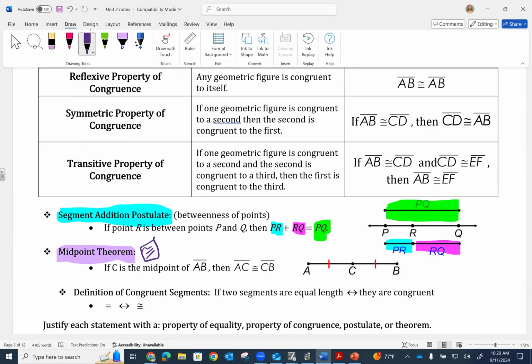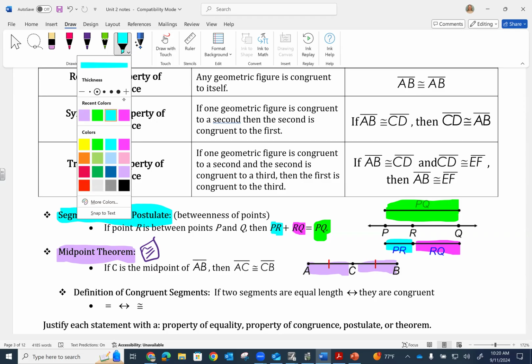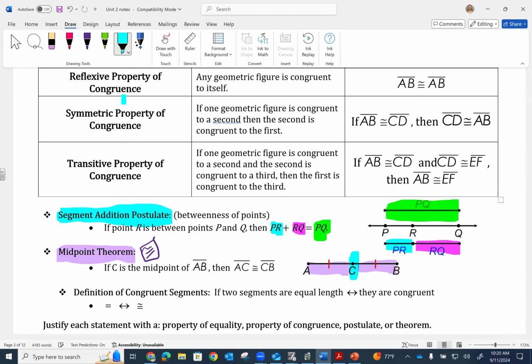An example would be the midpoint theorem. If C is the midpoint of segment AB, we know that AC is congruent to CB. If this is a midpoint right here in the middle, notice we can tell that the two parts are congruent. Most of the time when you hear a theorem, we're talking about things that are congruent to each other. Not always, but that's a good hint.